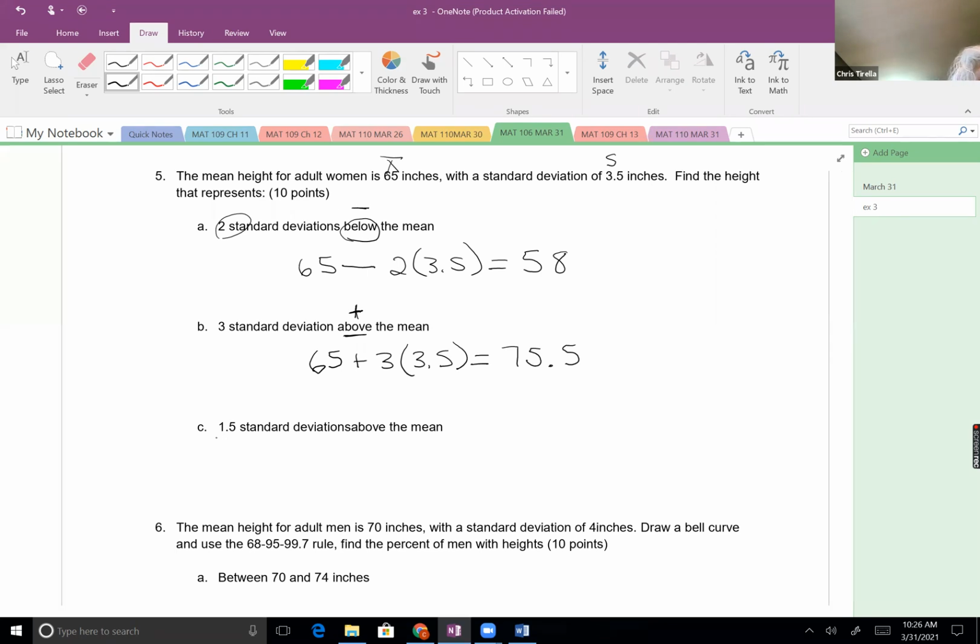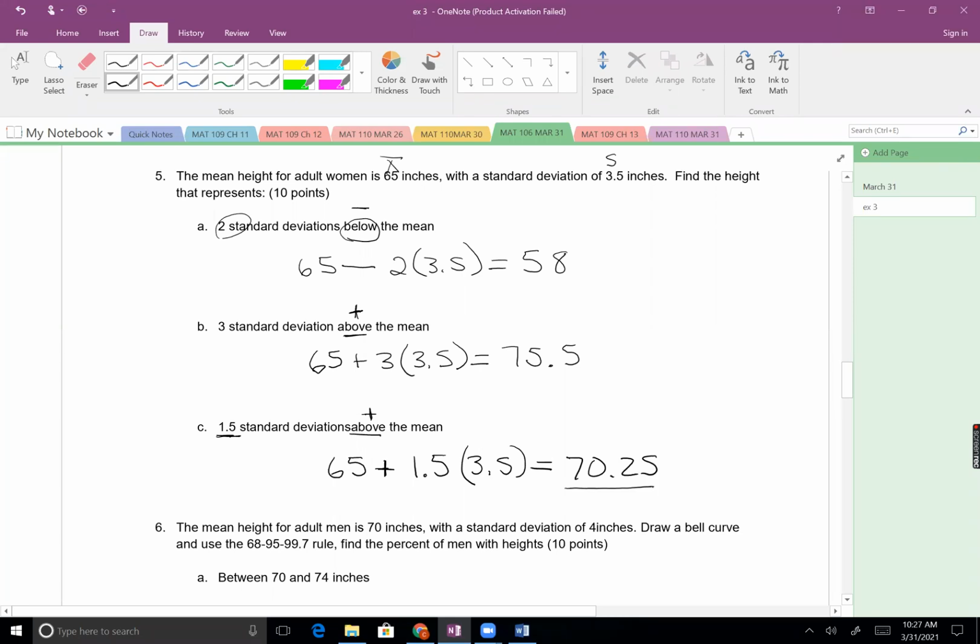And then the next one asks for 1.5 standard deviations. It's above, so we'll add above the mean. So we'll take the mean and we'll add. And even though that's a fractional number, we're going to do the same thing. We're going to take 1.5 times that standard deviation and add it. So when I take 65 plus 1.5 times 3.5, I get 70.25.